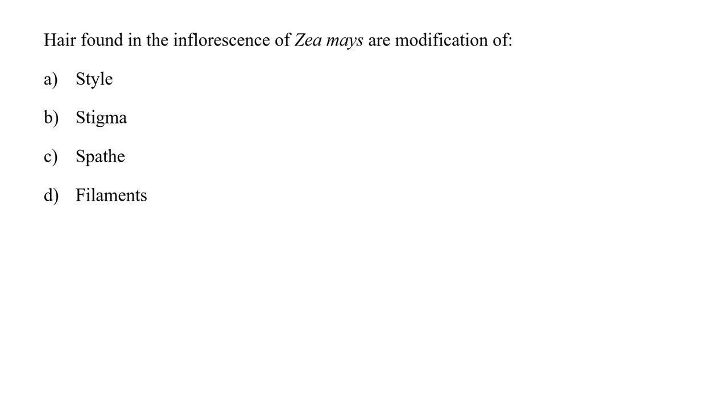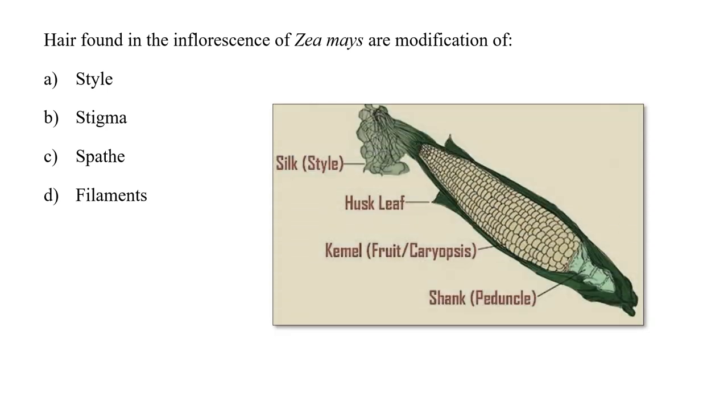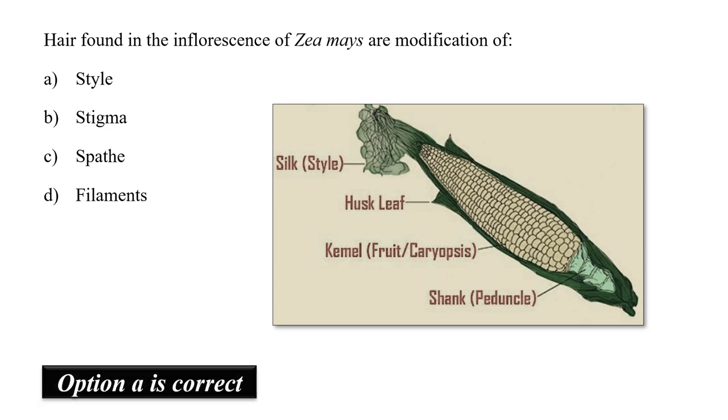The inflorescence of Zea mays is a modification of what? That's very simple. As you can see in the diagram, the inflorescence of Zea mays, or corn, is a modification of style. So option A is the correct answer.